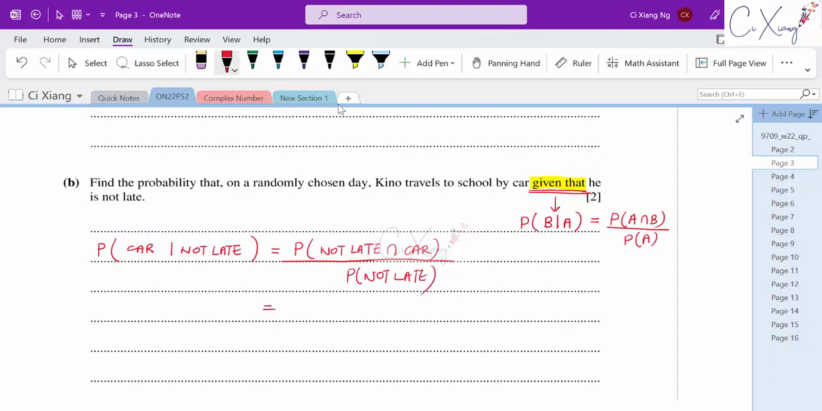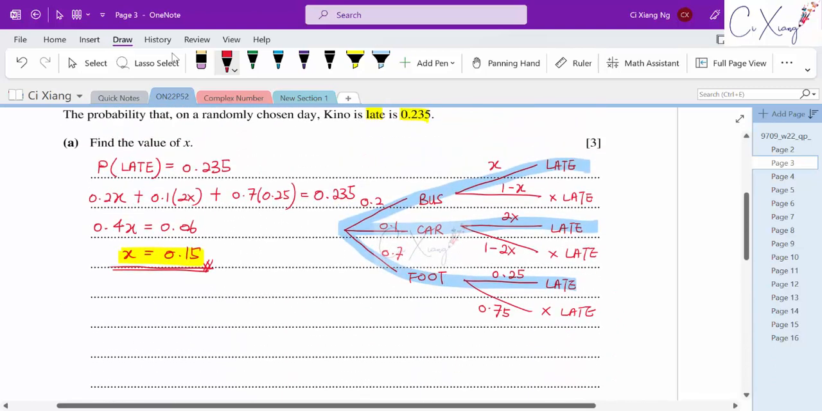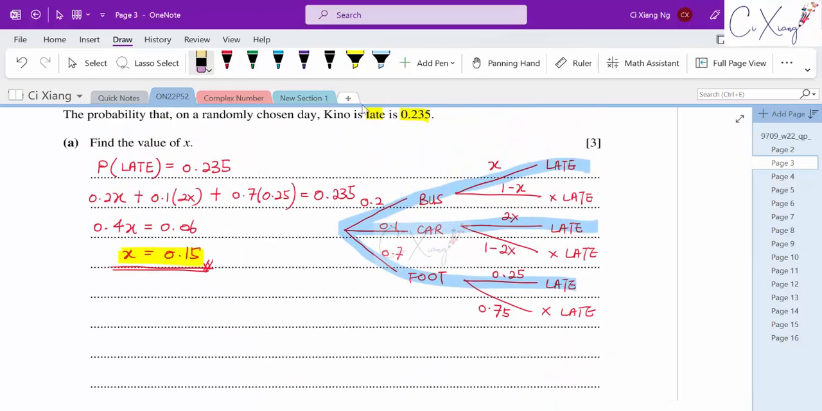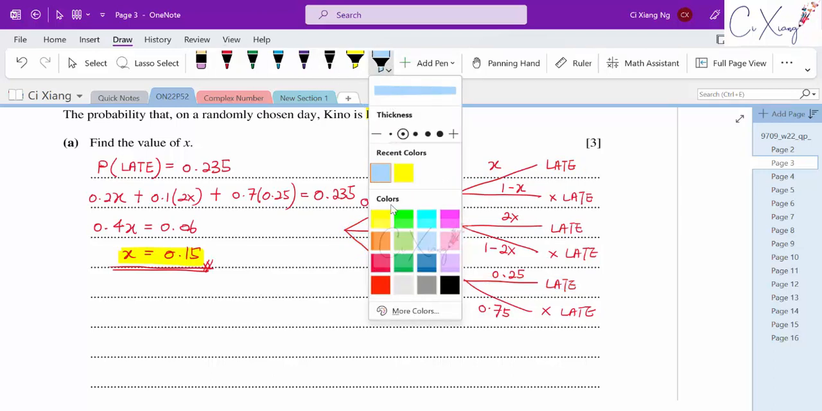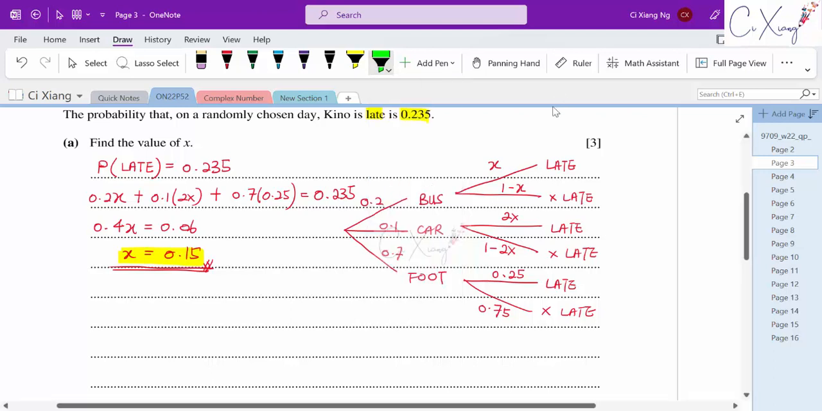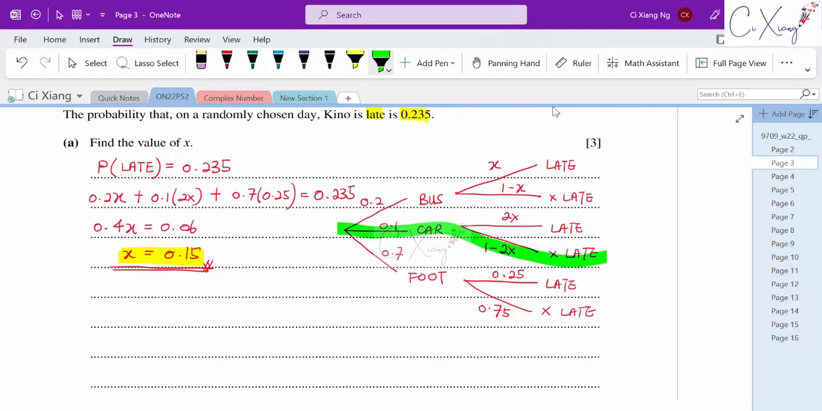So how do we get the probability for not late and travel by car? You can have a look at the tree diagram that we have just now. We are interested in not late and travel by car. Therefore, if I look in detail at this question, our probability should be by car and then not late, where you can see that it is 0.1 multiplied by 1 minus 2x.